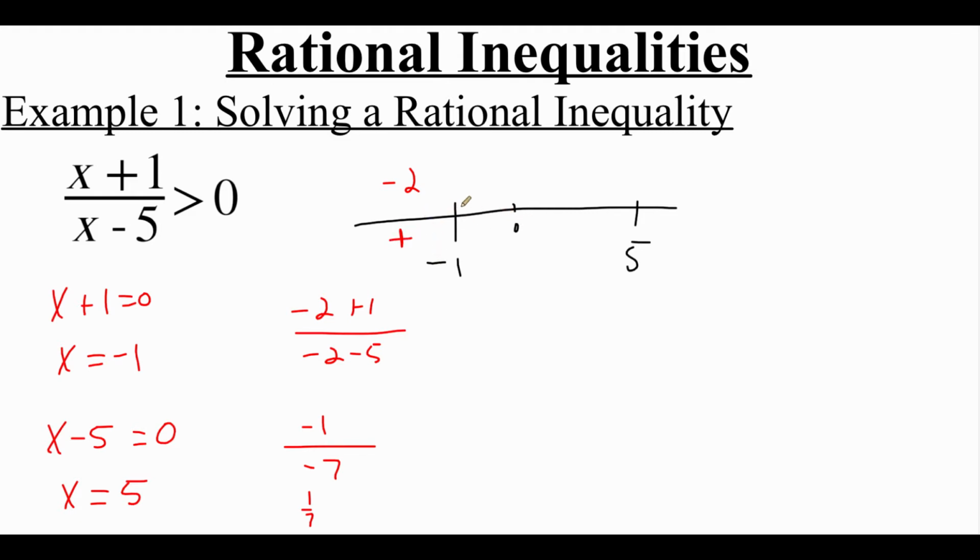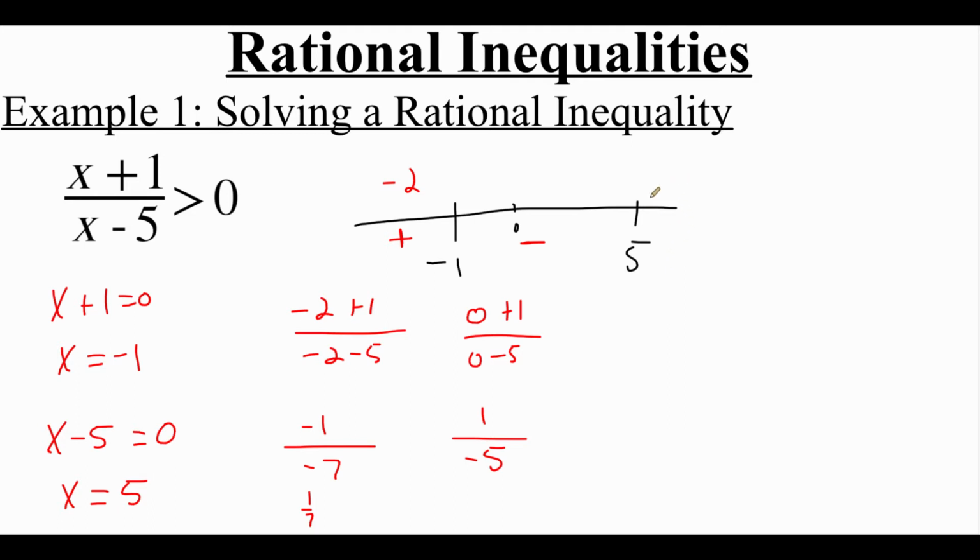Now in the middle, I want to plug in something between -1 and 5, and I can see that 0 is in the middle there. 0 is always nice to plug in. So 0 plus 1 over 0 minus 5. On top, 0 plus 1 is 1, and on bottom, 0 minus 5 is -5. That negative isn't going to go away, so this middle interval is negative.